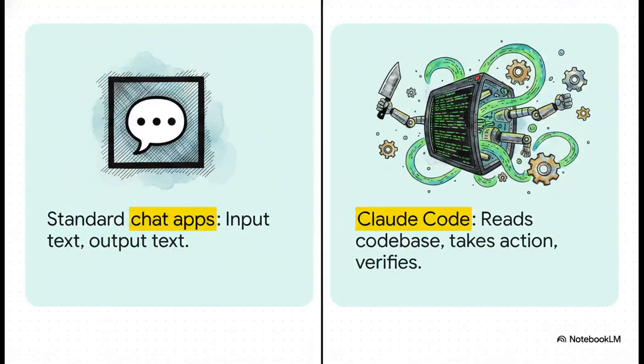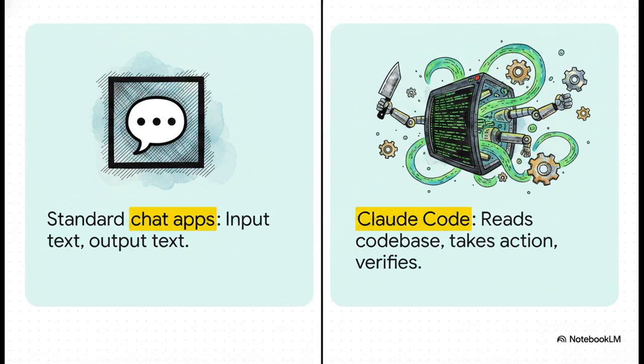So we need to fundamentally shift our mental model of what an AI assistant actually is. If you've used standard chat apps, you know the drill, right? You input text, the AI outputs text. That's it. Nothing happens in between. You have to manually copy the code, paste it into your editor, run it, find the bugs yourself, and then report back to the AI.